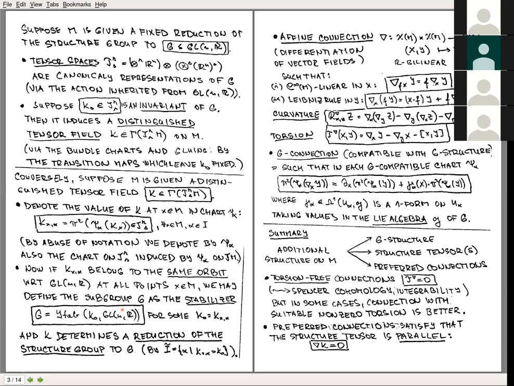We take originally the complete atlas of the bundle charts with all admissible bundle charts, and thanks to this assumption of the same orbits, we just pick those bundle charts with respect to which the value of our global tensor field looks like this K0 value. So this is an alternative method of how to specify additional structure on a differential manifold.